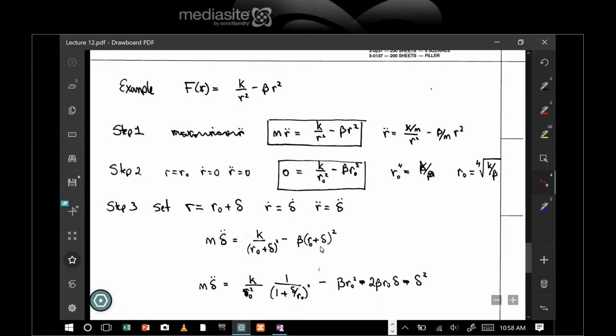Now what I do is I factor out R naught, so I get R naught squared times 1 plus delta divided by R naught. This term here is small compared to 1, so I'm good to go to Taylor expand. For the other term, I just multiply this out, and I get all this stuff here times the minus sign. Okay, now I Taylor expand.